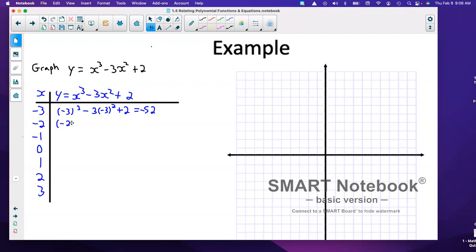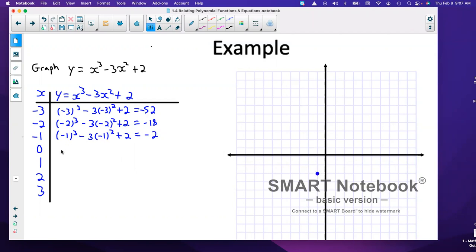Next, we'll substitute a -2, so we've got -2 cubed minus 3 times -2 squared plus 2. And that gives us -18. So it's still probably not going to fit on our graph unless we change our scale. We'll go to -1. So we have -1 cubed minus 3 times -1 squared plus 2. And that brings us to -2. So at -1, we are at a y value of -2.